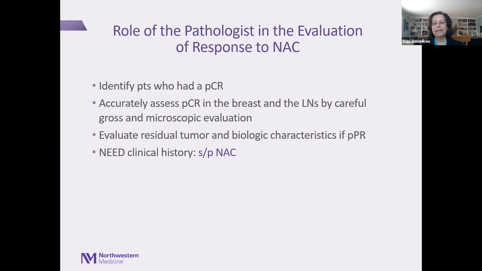These characteristics may now be different than the original tumor evaluated months ago in the initial needle core biopsy. However, in order for the pathologist to accurately evaluate the response after neoadjuvant chemotherapy, he or she first needs to know that this specific patient actually received treatment. So communication between the clinical team and the pathologist is essential, and a quick mentioning of the clinical history on the pathology requisition form, even if you say status post neoadjuvant chemotherapy, makes a world of difference in order to assess the specimen accurately the first time around.